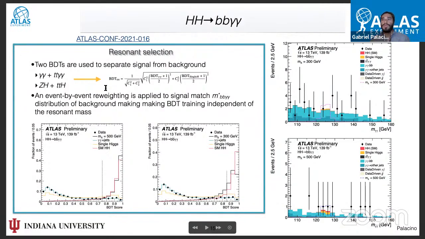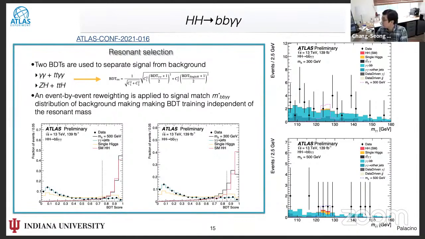And there's one issue here that we need to solve, and it is the fact that we have limited mass points for the different resonant samples. So in order to be able to maximize them, what is done is that all the signal points are reweighted on an event by event basis in order to match the MBB gamma gamma distribution of the background, such that the BDT training is independent of the resonant mass. The BDT performs fairly well, as you can see here at the bottom. And then we can move on to the results.